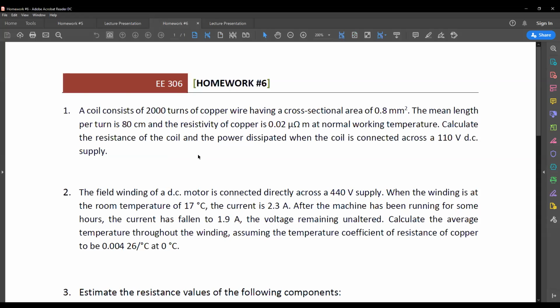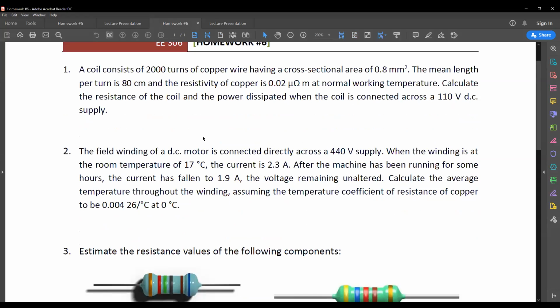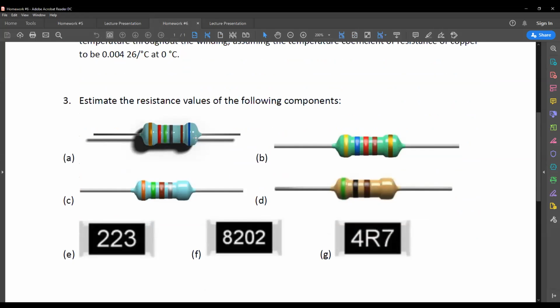So in homework 6, can you see homework 6 now? Yes. Okay, let me start with problem 3. In problem 3, you have several types of resistors, one with six bands, one with 5, one with 4, and one with 3 bands. And you have 3 types of surface-mounted devices. All of them are resistors. You're asked here to estimate the resistance values of each one of these components.